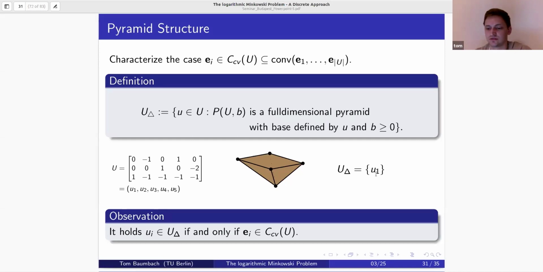and we can also give a characterization of U delta with the help of positive bases. But I would say that's out of the scope for this talk.